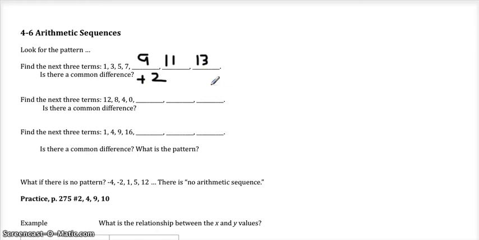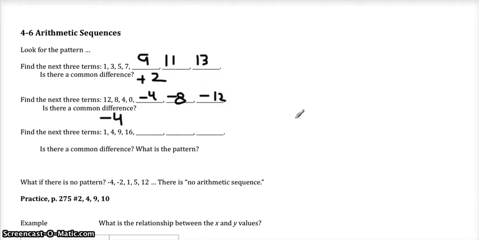So the next one is find the next three terms, 12, 8, 4, 0. What's happening there? Is there a common difference? Is there some kind of pattern? You'll find that there is, and it's a -4. So the next term will be -4, then -8, and then -12.